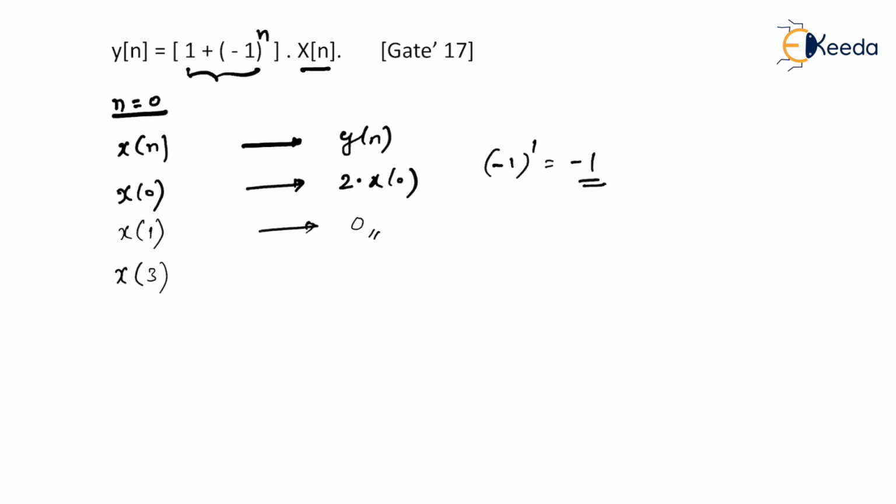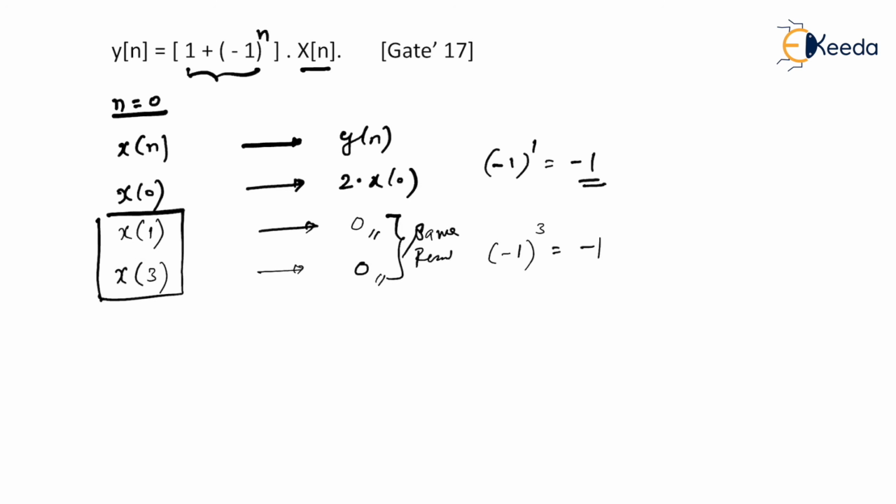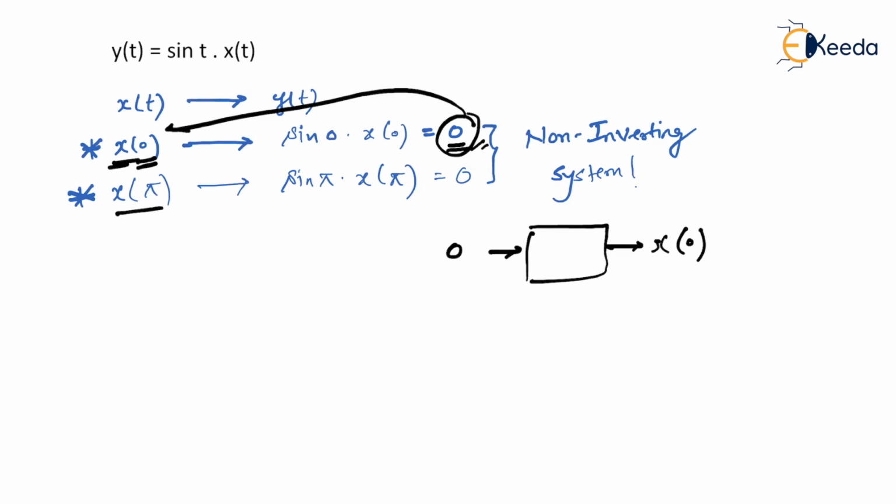let's say x of 3. Okay, x of 3 means what? Again, minus 1 to the power 3 is equal to minus 1 only. x of 3 means x of n at n equal to 3. Again, it is going to produce 0 result only. As you can see that for two different inputs, you're getting same result. Is that right? Therefore, such systems are called non-invertible systems. So we should not say non-inverting, we should say non-invertible. The correct term is non-invertible.